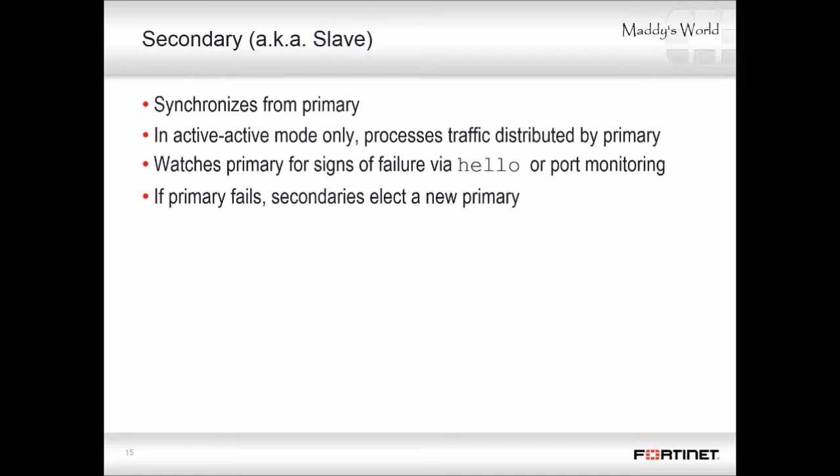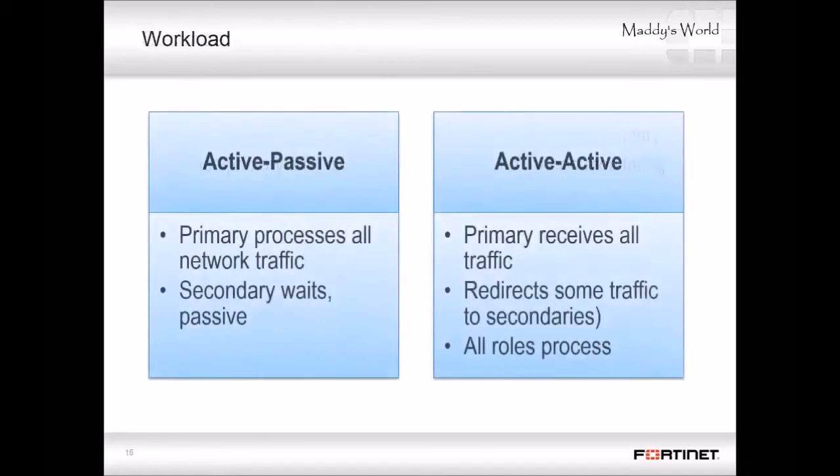In active-active, though, secondaries don't wait passively. They process all traffic assigned to them by the primary. But because their session tables are independent, they are not prepared for rapid failover. This visualizes how the workload is distributed between roles, depending on the HA style. Notice that workload is not distributed in active-passive, but it is in active-active.